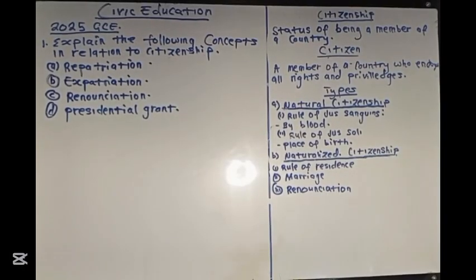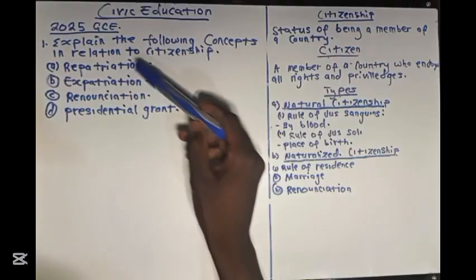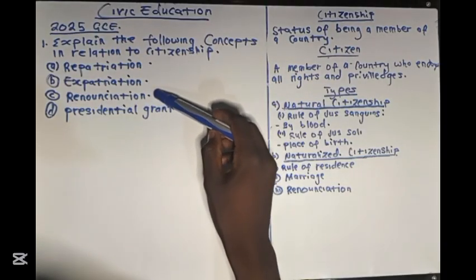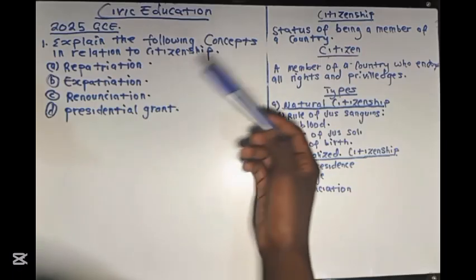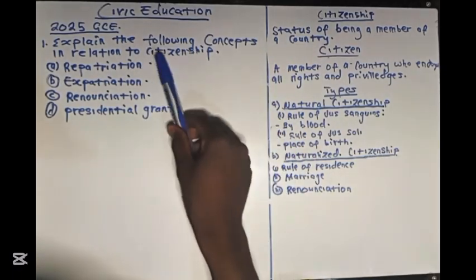We are doing civic education as we are going to revise the 2025 GCE exam. So the question is saying, explain the following concepts in relation to citizenship. A. Repatriation. B. Expatriation. C. Renunciation. And D. Presidential grant. So they have said to explain it in relation to citizenship.